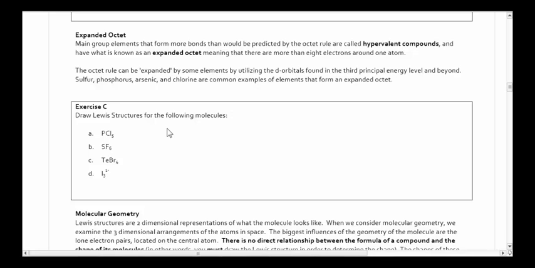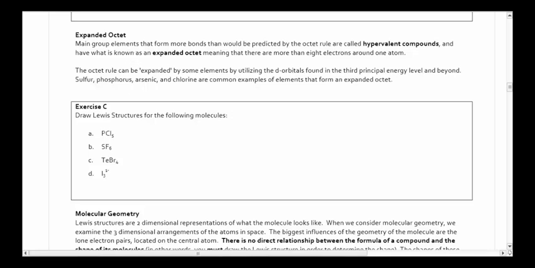This one should be pretty quick. This is the expanded octet. And the truth is, I probably should have continued this in with the last one, but I stopped, and I guess I could go back and edit that. But anyway, here's the deal.